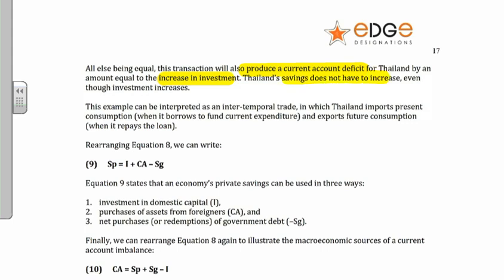Their savings don't have to increase even though the investment increases. And that's called an intertemporal trade. Thailand imports their present consumption, and it borrows money to fund that. But once it's done that and now it's invested in itself and now it's got goods and services, well, now they can export that when it repays the loan.